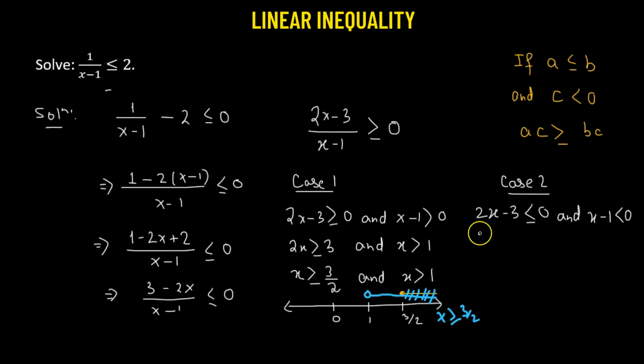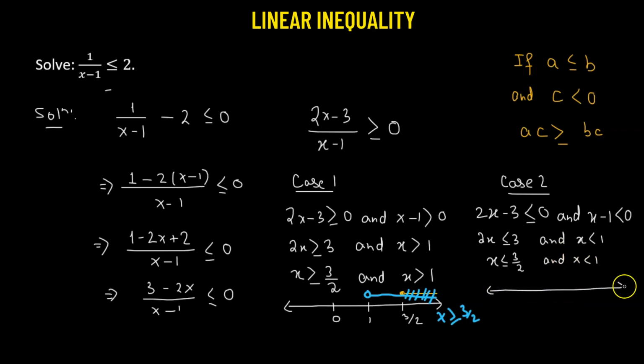Next, let's come to case number 2. So here we'll have 2x is less than or equal to 3 and x is less than 1. So we'll divide both sides by positive 2. That will not affect the sign of the inequality. So we'll have x is less than 3 over 2 and x is less than 1.